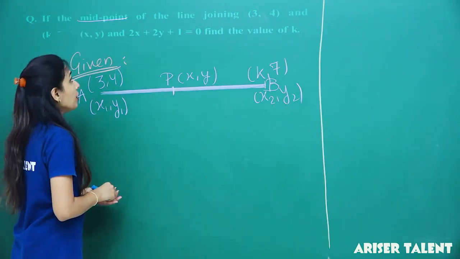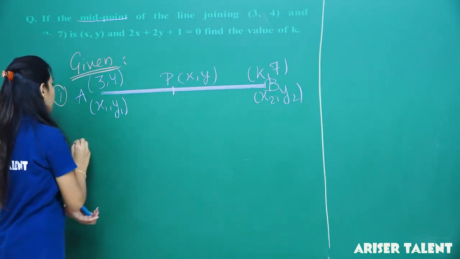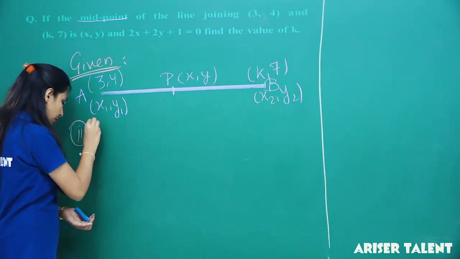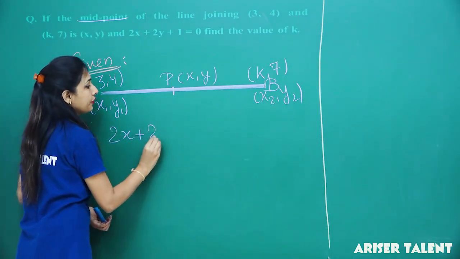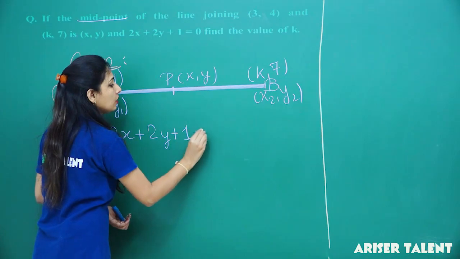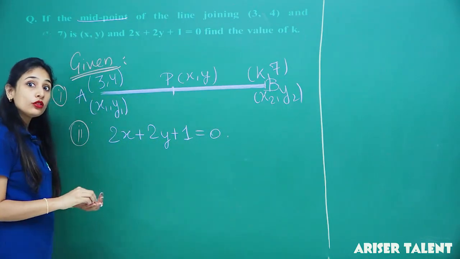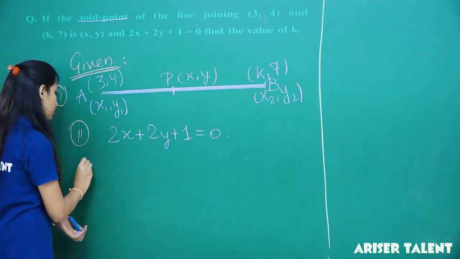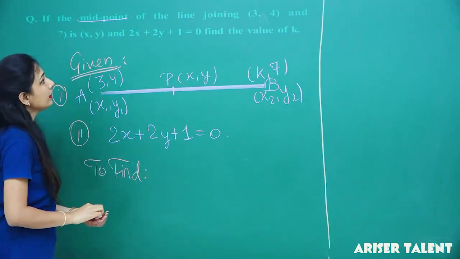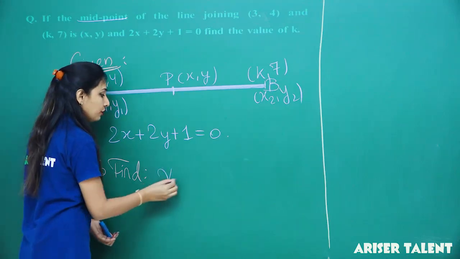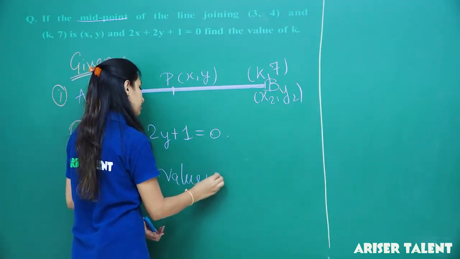In addition, you have been given this first information, and in the second thing, you have been provided with this equation: 2x + 2y + 1 = 0. Now, what do you have to find out? To find is simply the value of k.